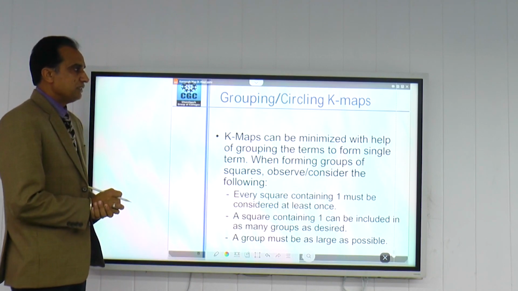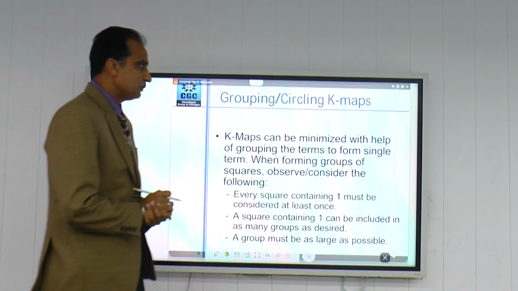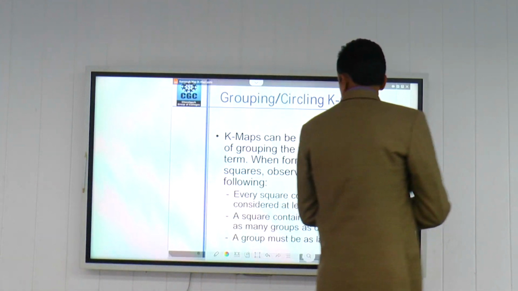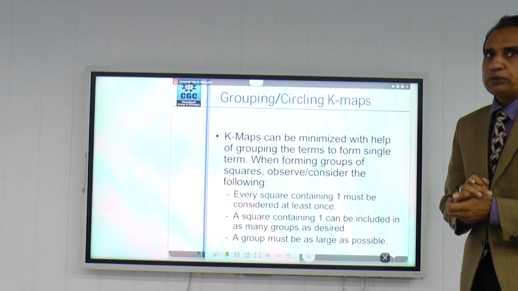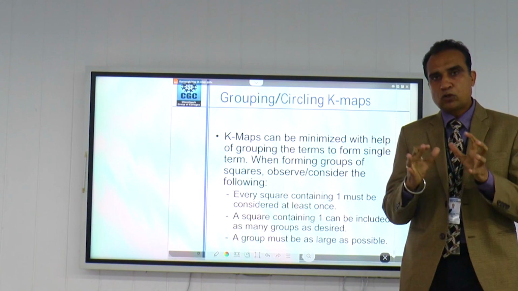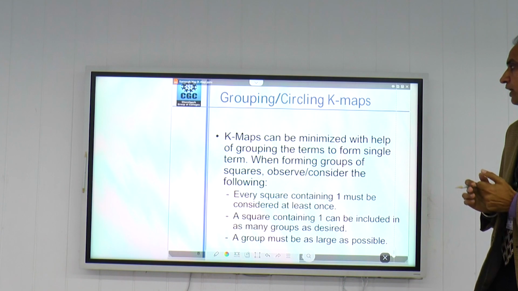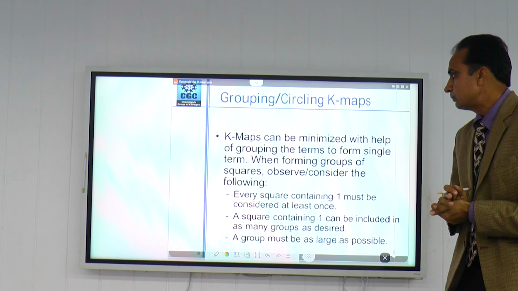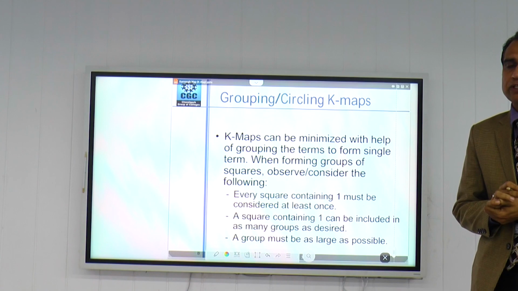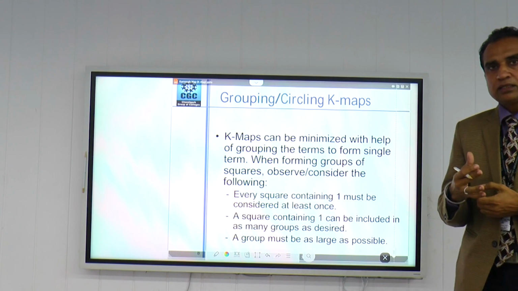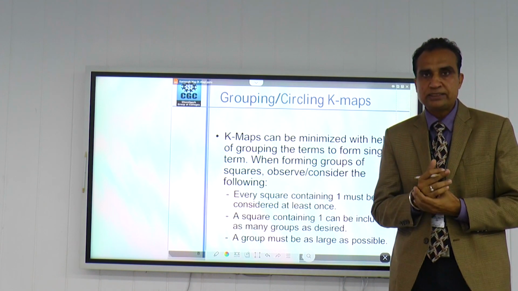A K-map can be minimized with the help of grouping of the terms. Now, after putting the values into the K-map according to the equation, the next thing is grouping. When forming the groups of the squares, consider the following points. When we are going to create the groups, we have to keep some points in mind.